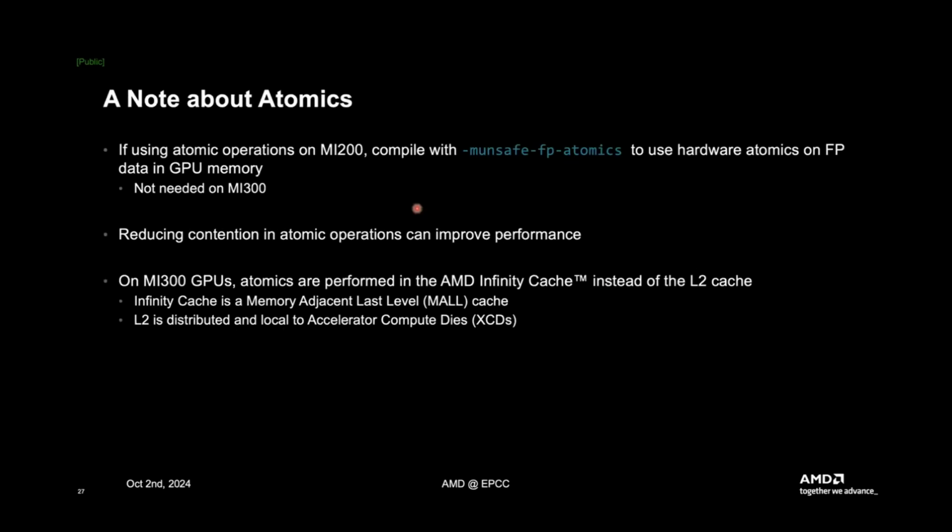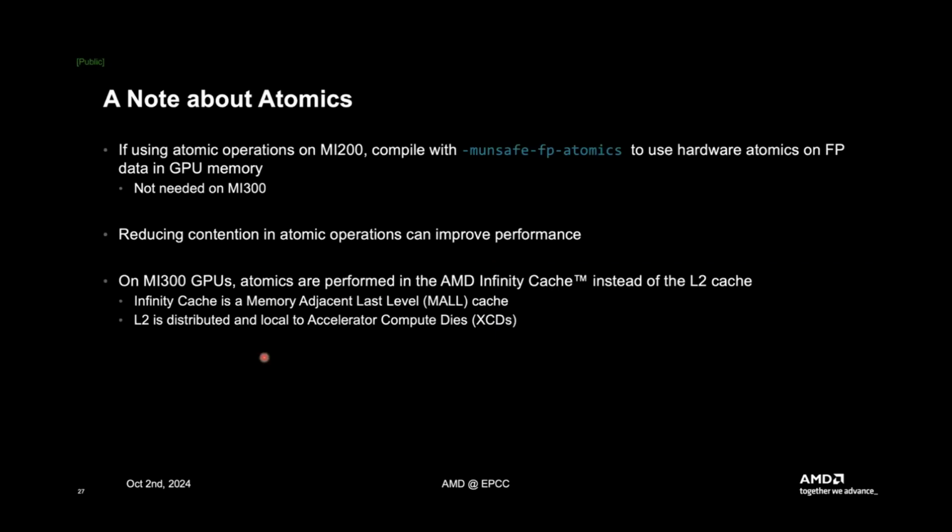Atomics in MI200: to get the benefit of hardware atomics for FP64 data, we have to compile with a particular compiler option. It's -munsafe-fp-atomics, but on MI300 we do not need that. In general, the tip here is that reducing contention in atomic operations, like how many threads are doing the atomics at the same time, if you reduce that, that can help improve performance.